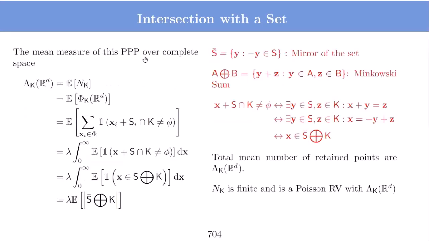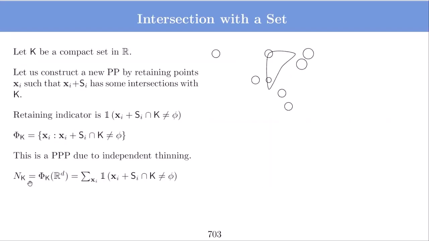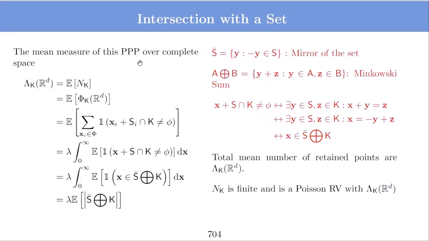So how can I compute this? We know that N_K is a Poisson random variable, because the number of points in any set is Poisson since phi_K is a PPP. So we only need the expected value of N_K to fully characterize it. The expected value of N_K is the intensity of this derived point process over the whole space, which is the expectation of phi_K(R^d), given by summing over all xi the indicator that the grain intersects with K.